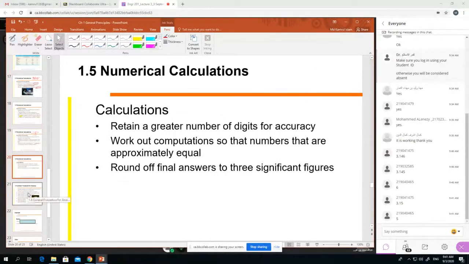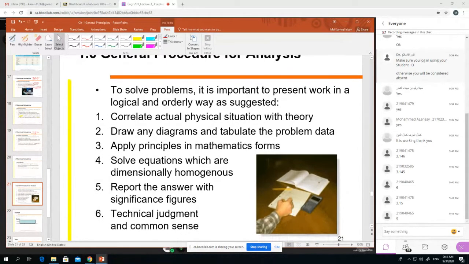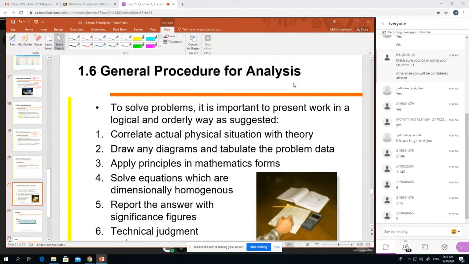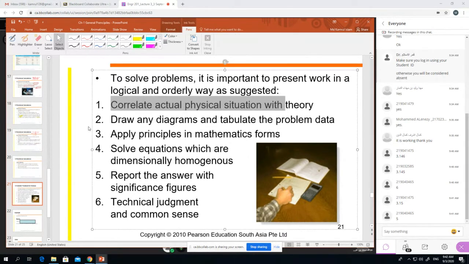Now here is how you solve the problem, the general procedure for analysis. This is not for your exam. I will skip it, but briefly tell you how to solve the problem. You correlate the physical situation with the theory, draw the diagram, apply the principle, solve the equation, report the answer. It's a simple thing, right?